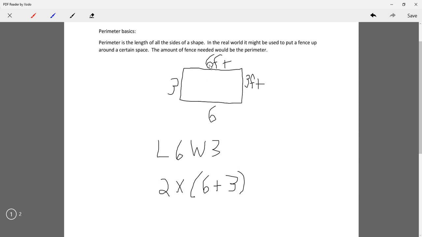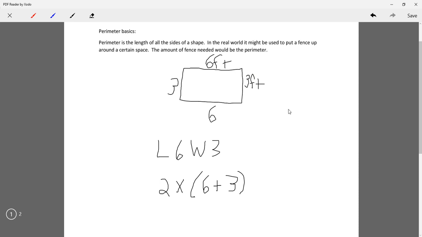Because length and width would be 2 of the 4 sides, and then the other 2 are the same. So if you get a length and width and they're asking what the perimeter is, if you just add these 2 up and then double it, or multiply it by 2, I guess, add it plus itself, all those things mean the same thing, that would be the answer. So the answer is 18 in this case.